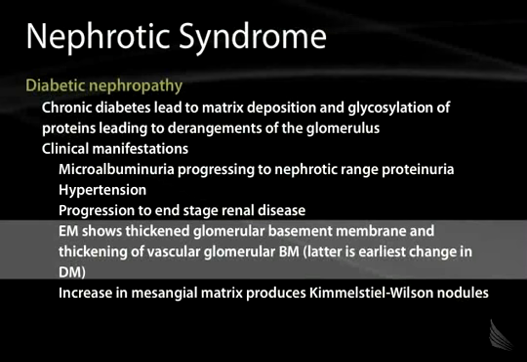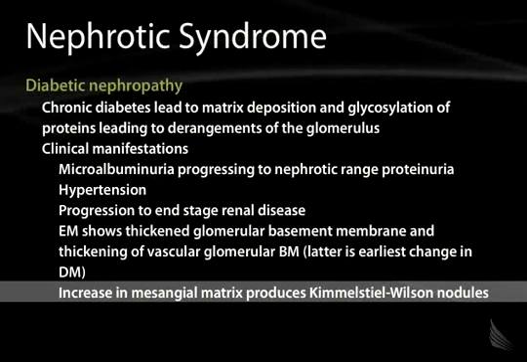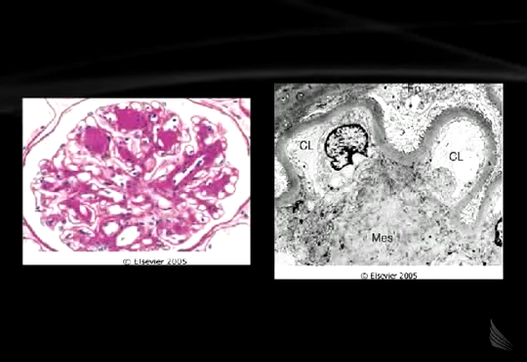And these are particularly common in diabetes mellitus. In addition, you see an increase in mesangial matrix, and this produces what we call Kimmelstiel-Wilson nodules, which I'll show you in a picture here. You can see that there's an increase in the matrix and even the formation of these eosinophilic nodules within the matrix itself, the mesangial matrix. And this is what we call the Kimmelstiel-Wilson nodules.